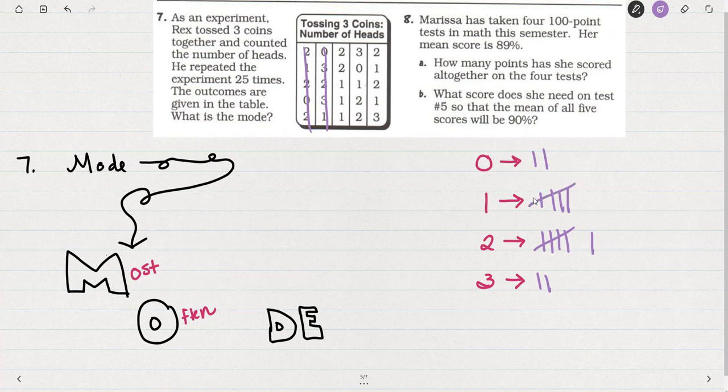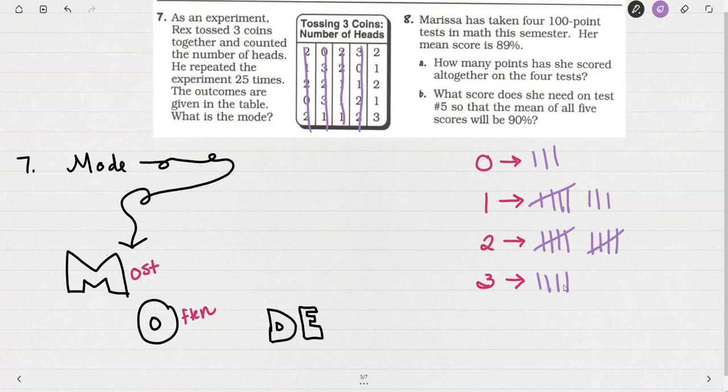With tallies, as soon as I get to 5, I put a slash through it. And then the fourth row, 3, 0, 1, 2, 2. And then finally the last column, 2, 1, 2, 1, 3.